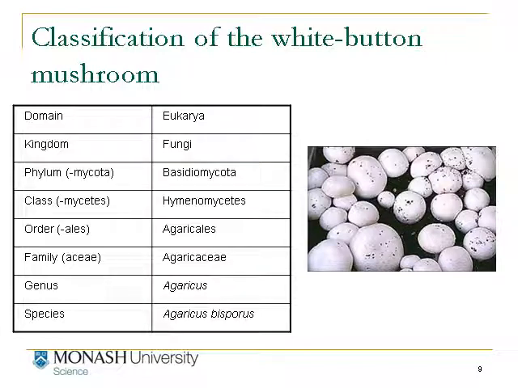This is the classification of a white button mushroom in the family of Agaricaceae. The genus is Agaricus and the species is bisporus. This is the common white button mushroom that you can buy off the shelves of supermarkets.